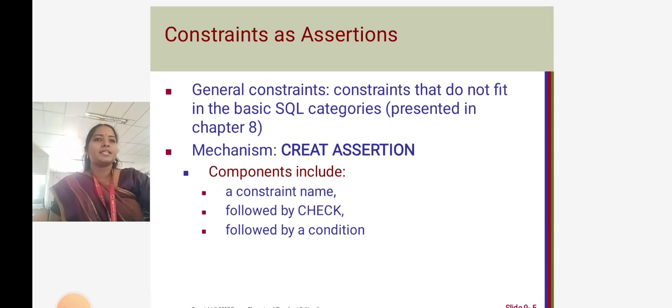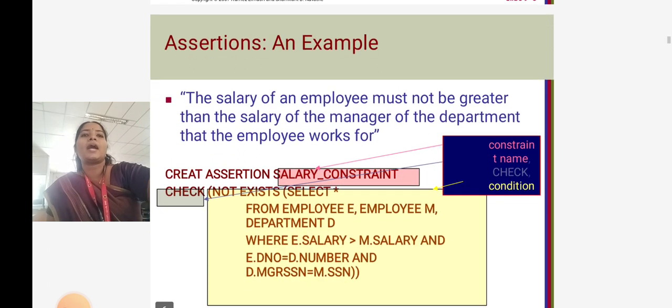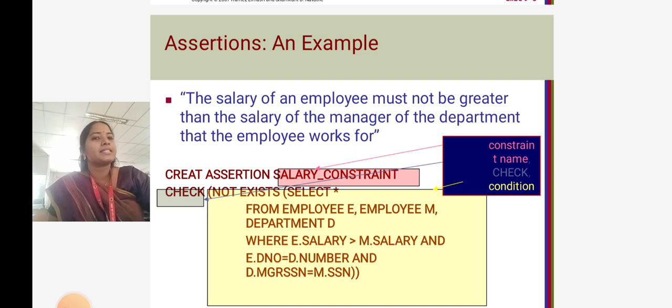General constraints that do not fit in the basic SQL categories. The mechanism is CREATE ASSERTION. Components include a constraint name followed by a CHECK followed by a condition. An example: the salary of an employee must not be greater than the salary of the manager of the department in which both people are working.